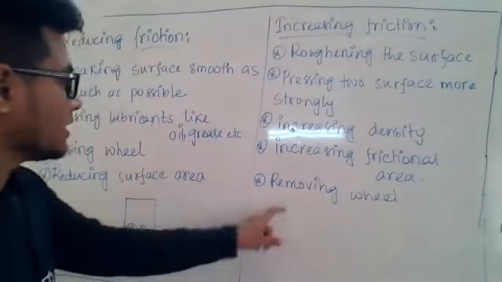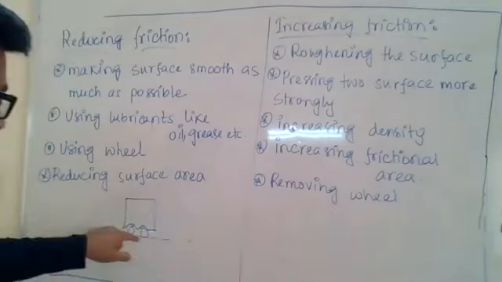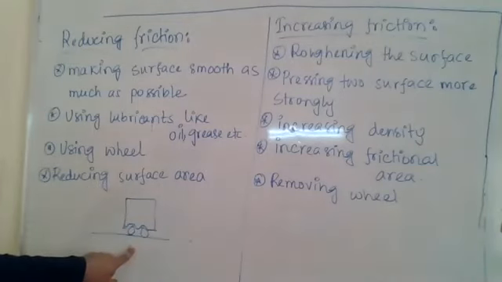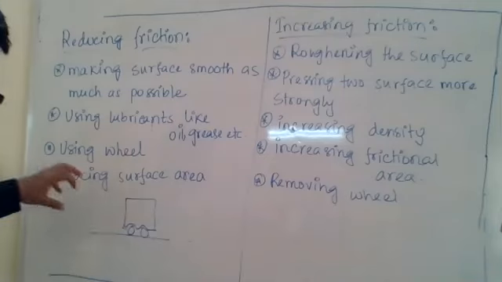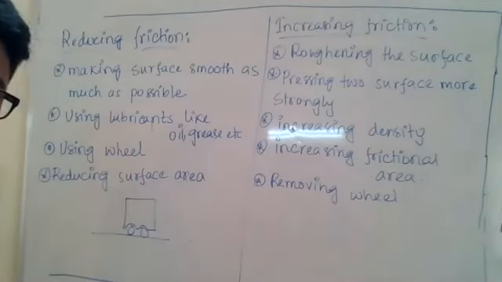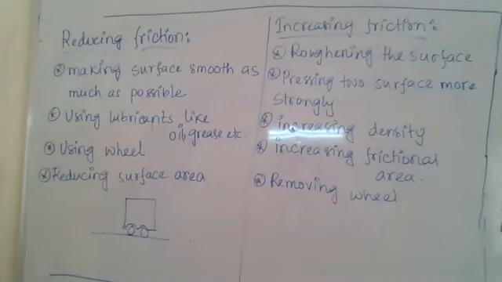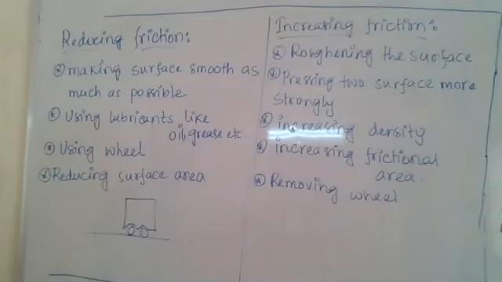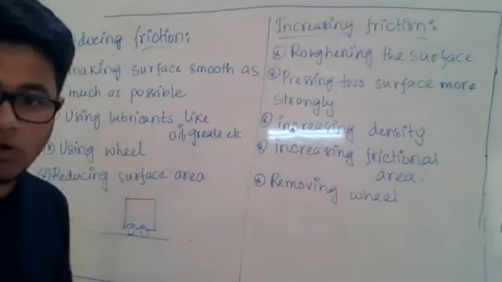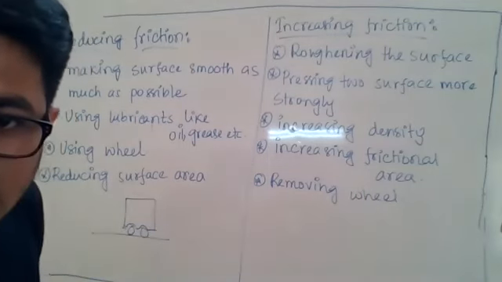Okay, then removing the wheel. Suppose you have the wheel, then what will happen? Sometimes you are not even applying any force, and due to the wind, the box will go forward due to the wheel, right? So if we don't want it to move, if we want to increase the friction, then what we can do, we can remove the wheel and the friction will be automatically increased and it will serve our purpose.